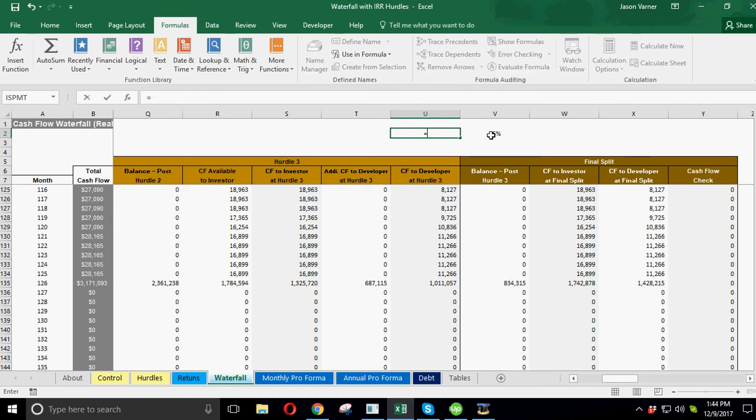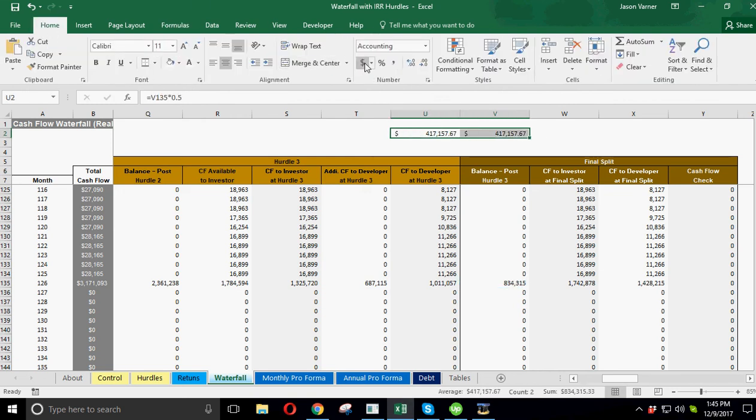So what that's doing is you do 834 equals this times 0.5. It's doing that 417 plus what was already allocated, so that should be plus here. And there you go, the 1,742,878. That's that figure, and then they're splitting that 834 in half. Or the developer side is going to do plus what they've gotten by hurdle 3. 421,770.